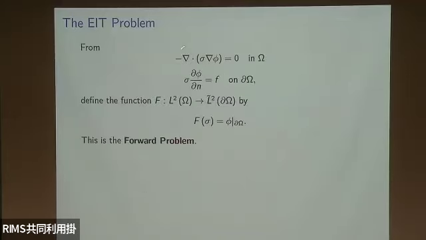So given sigma, the conductivity, this is the image that you want to reconstruct. Given sigma, you can solve the partial differential equation and then restrict it to the boundary. So the forward problem is simply, given an image, you get the boundary voltage. This one is quite straightforward because you have a partial differential equation. It's very well posed. You can easily solve this using the finite element method. So the mapping from sigma to the boundary voltage phi is quite easy.